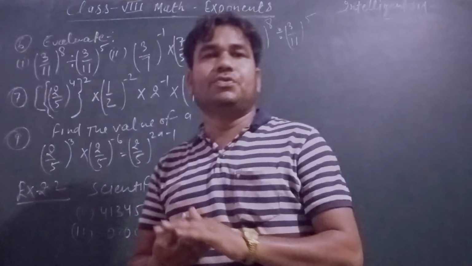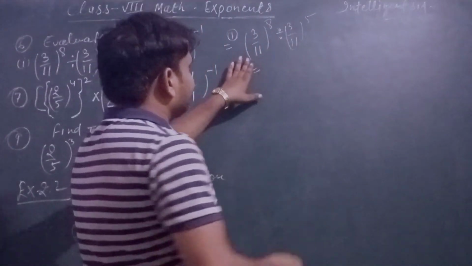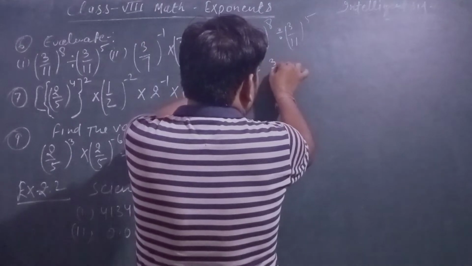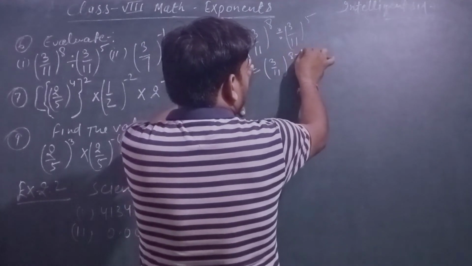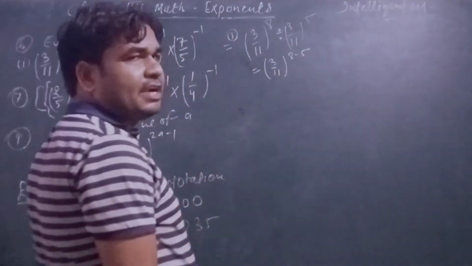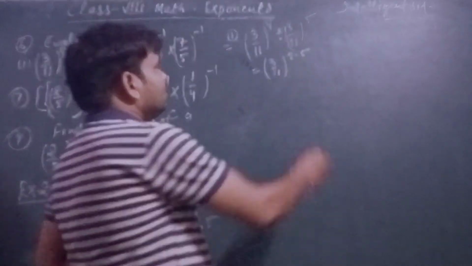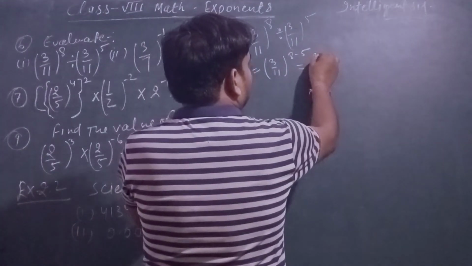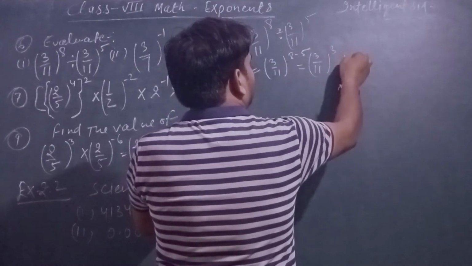I have told you students, in division, first you see the bases. So the base is 3/11, and in division the powers can be subtracted. So here 8 minus 5, so we get (3/11)^3. That is the answer.